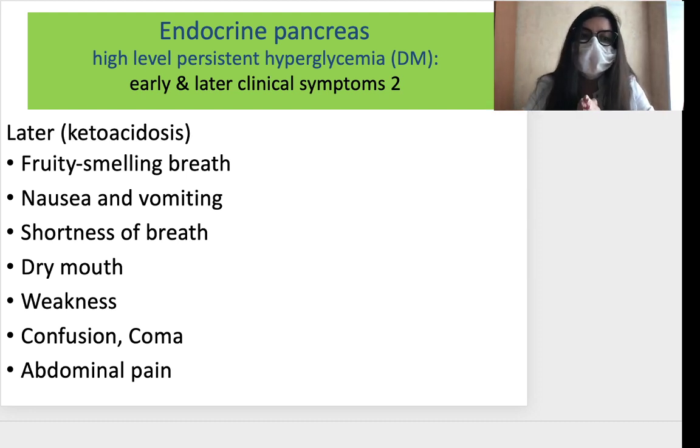It can be ketoacidosis, which is mostly usual for type 1, that manifests with fruity smelling breath, nausea and vomiting, shortness of breath, dry mouth, weakness, and can go with confusion and even coma and abdominal pain.